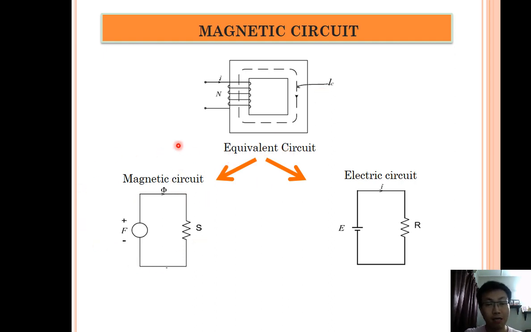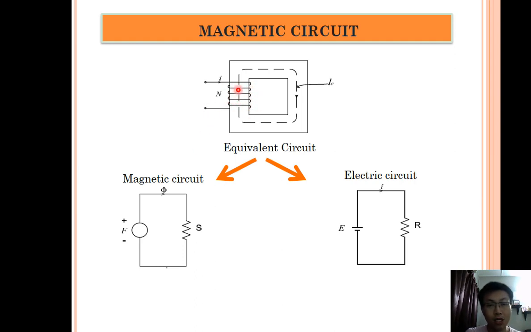We call it a magnetic circuit. In an electric circuit, when we have a battery, we have a current flowing through. We have a resistor connected to a battery, and there will be a current flowing through the circuit. We call it an electric circuit. But when we want to make a complex problem become simpler, we put this magnetic material into a magnetic circuit. It is a circuit, but it comes from magnetic. That's why we call it magnetic. This circuit comes from electric, so we call it an electric circuit.